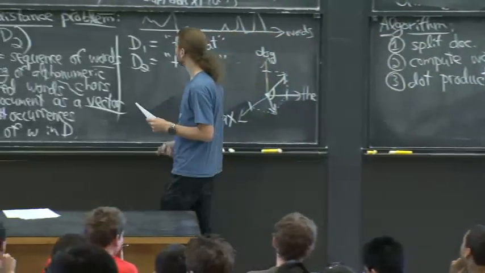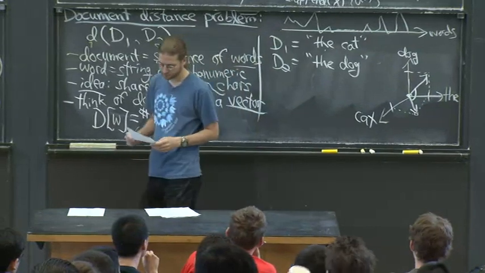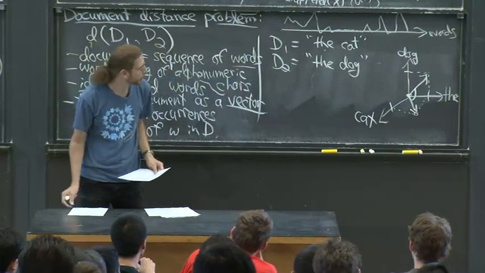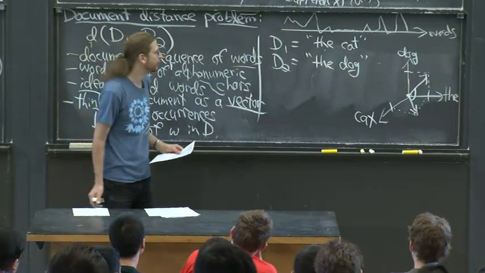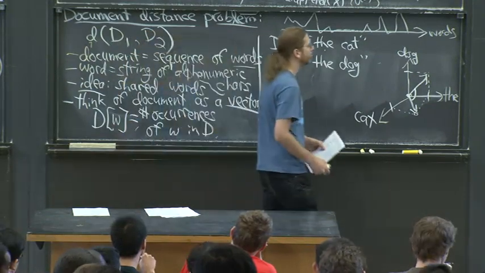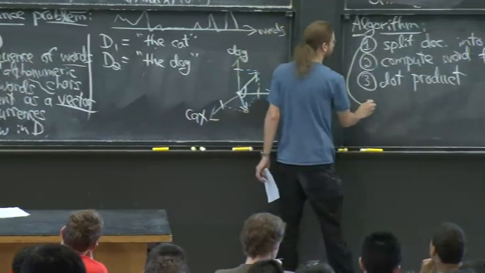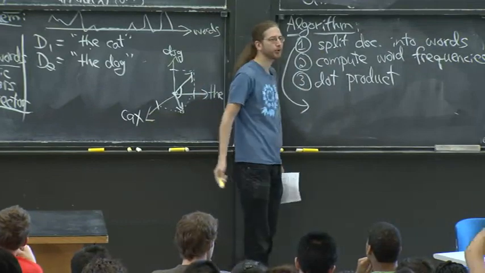So, where do I want to go from here? With the remaining 5 minutes, I want to tell you about some of those improvements and some of the algorithms here. Let's start with this very simple one. How would you split a document into words in Python?